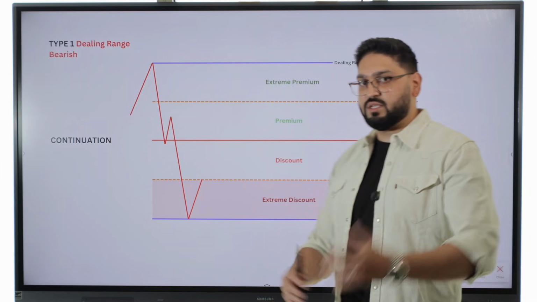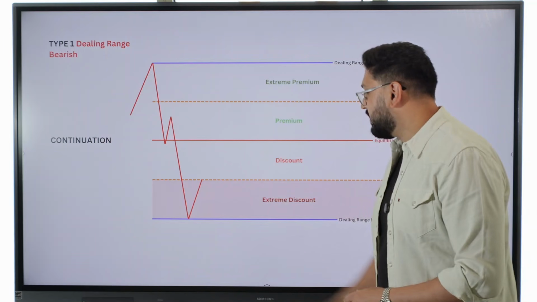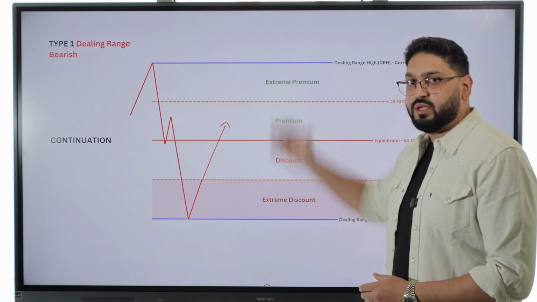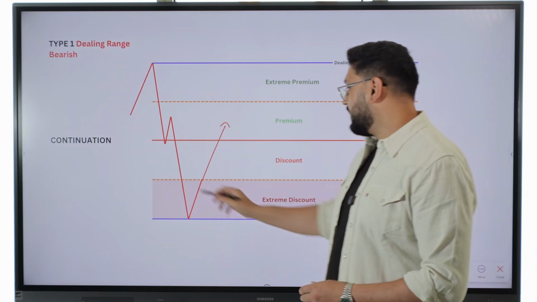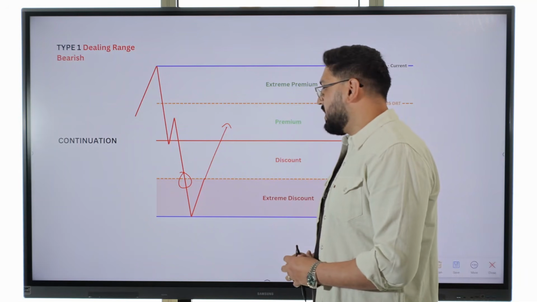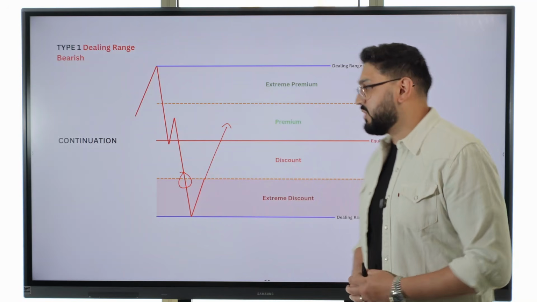Now, there's going to be several factors which will prevent price reaching above equilibrium into a premium market. Generally, it will rely on our 75 DRT level and the PD arrays that we can see in price action.